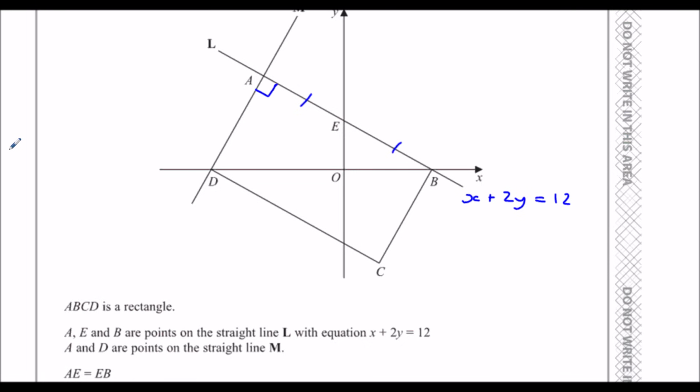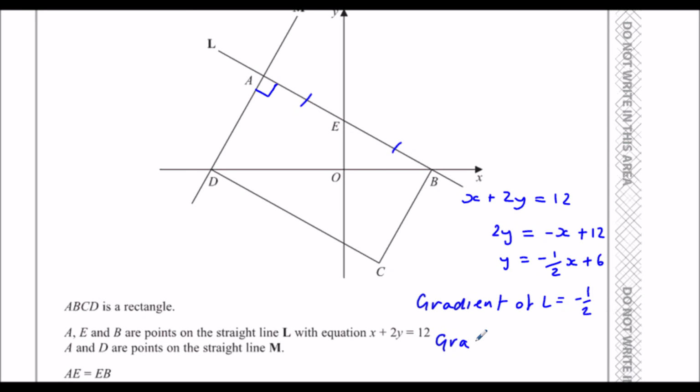So we'll start with this line, x plus 2y equals 12, and we'll make y the subject. So 2y equals negative x plus 12, subtracting x from both sides, and then we will half both sides, so y equals negative half x plus 6. So we know the gradient of L equals -1/2. So because it's perpendicular, the gradient of M is a negative reciprocal of -1/2. So flip it and change the sign, so that becomes 2.